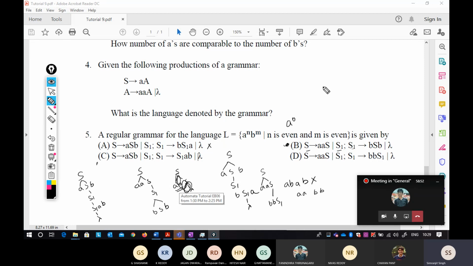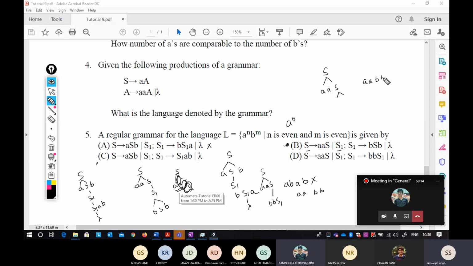Now C, how can we eliminate option B? Can anybody tell me the string? It will be AAS, and then how can we eliminate this one? BSB. So BSB will always be balanced, so you cannot derive a string like AAB.